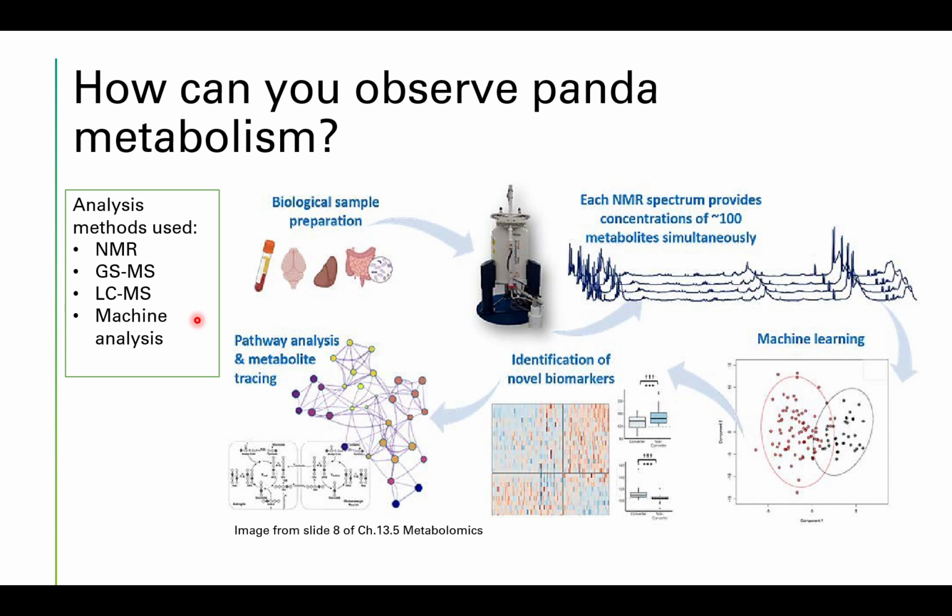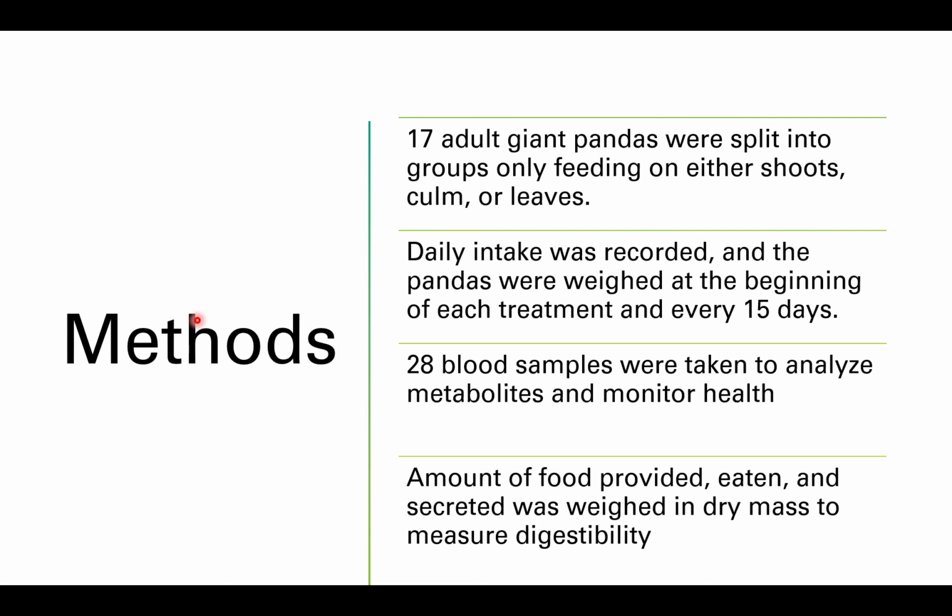Some further specifics from the methods of the study: there were 17 adult giant pandas. They were split into different groups, eating only specific parts of the plant. So some of them only ate shoots, some only ate culm, and some only ate leaves. Their daily intake was recorded, and they were weighed at the beginning of each treatment after it started, and then every 15 days after that. There were 28 blood samples taken, and these were used to analyze, of course, the metabolites and also to monitor the health of the pandas to see if these were affecting how they were growing. And then, of course, there was a digestibility measure that they got by measuring the amount of food they provided, how much was actually eaten, and then how much was actually excreted. They did it in dry mass so that there was no water changing the amount that they recorded.